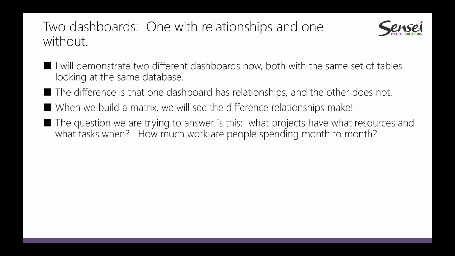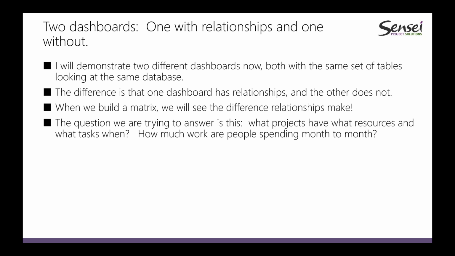And it's a pretty common question. You're sitting in front of the big boss and they're like, what do you mean you can't do that work? Well, everybody's too busy. Well, what are they working on? I better go build a matrix and tell you why people are over allocated. How much work are people spending month to month? What projects have what resources and what tasks? Maybe they're working on something that's stupid and we need to reassign them. Maybe they've got too much work and we need to get them more help. But this is the question that we're answering here.